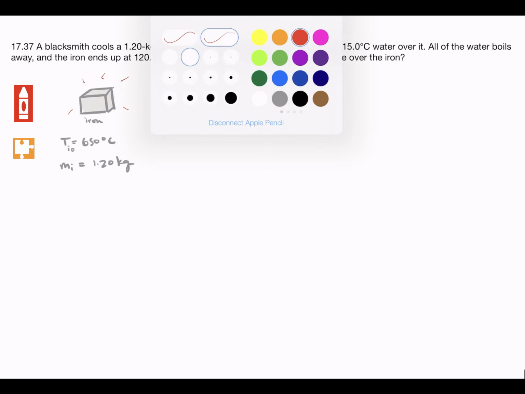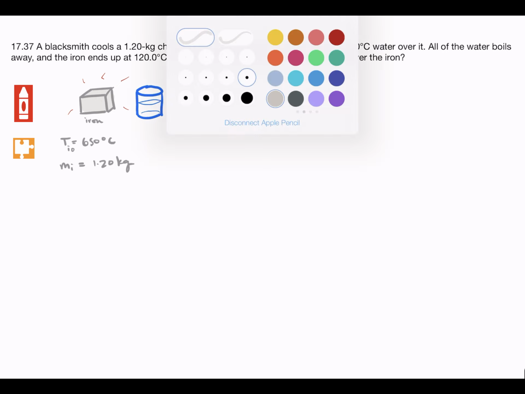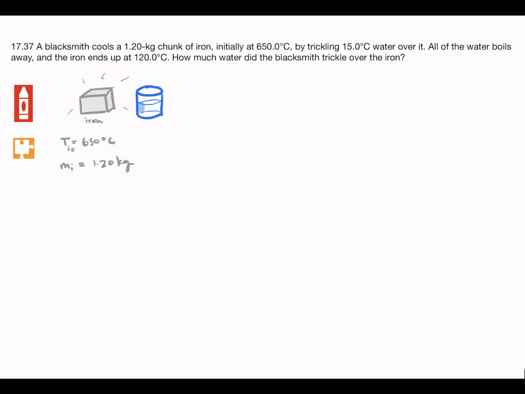We also have water. So your blacksmith's gonna trickle some water over this iron. And the water has a temperature initial of water of 15 degrees Celsius. We don't know the mass of the water, but we do know that all of the water turns into steam.